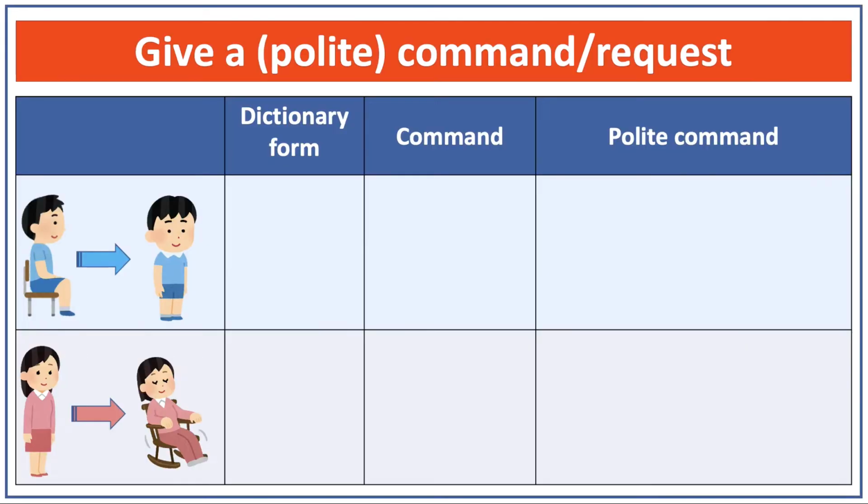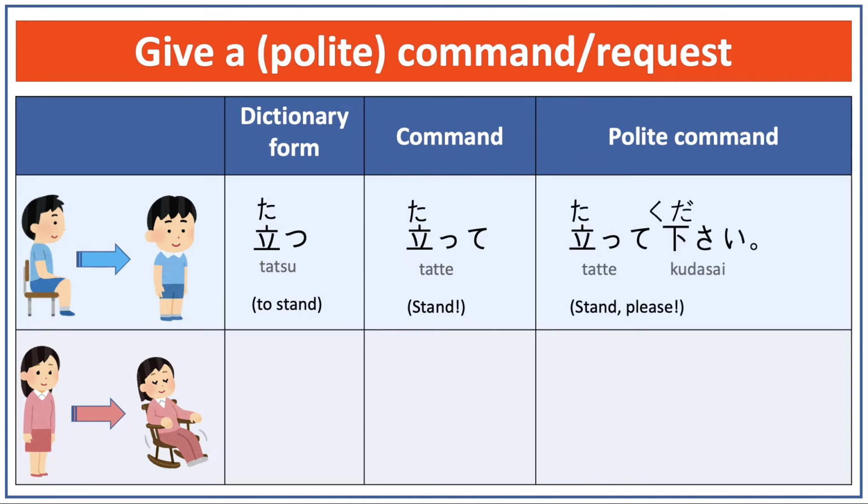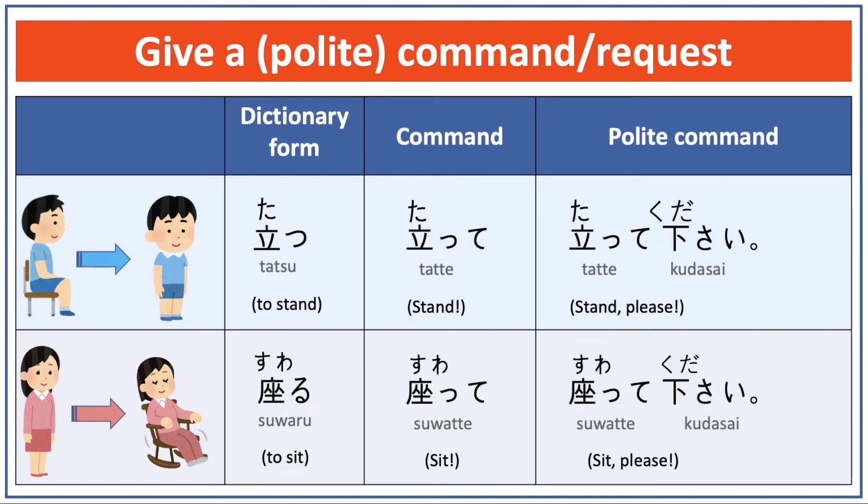Now let's learn how to ask the boy to stand and how to ask the girl to sit. To stand is tatsu. When you want someone to stand up, you would say tatte. To make it into a polite command, we would say tatte kudasai. To sit is suwaru. When you want someone to sit, you would say suwatte. To make it into a polite command, you would say suwatte kudasai.